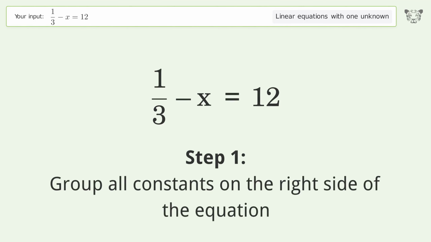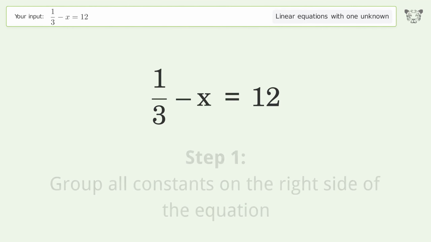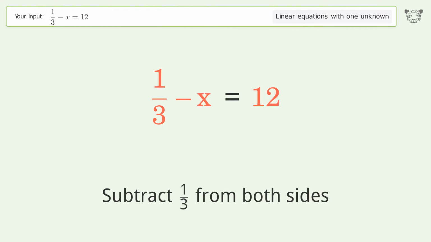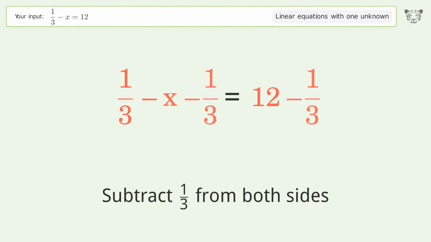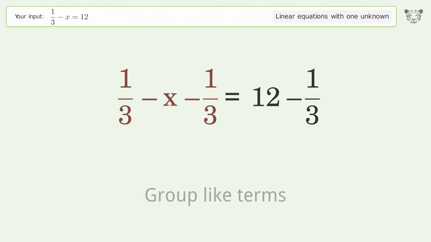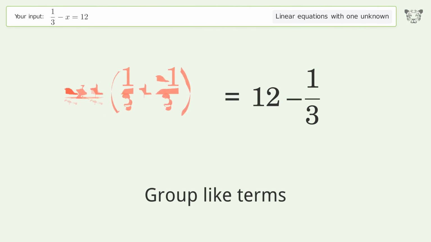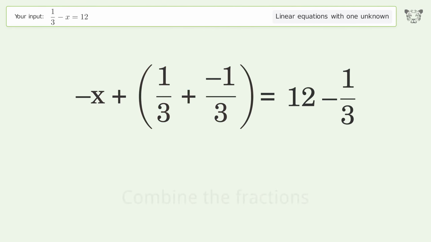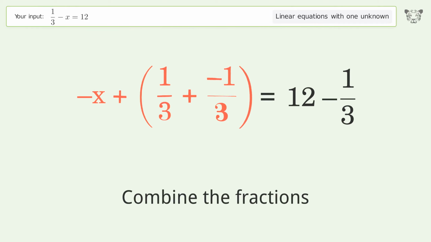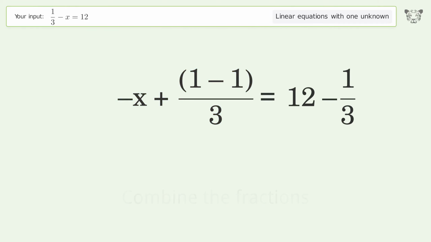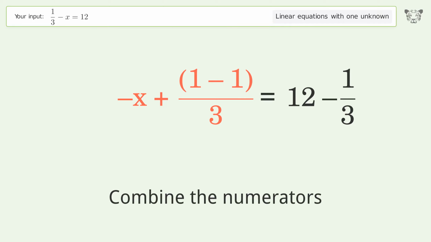Group all constants on the right side of the equation. Subtract 1 over 3 from both sides. Group like terms. Combine the fractions. Combine the numerators.